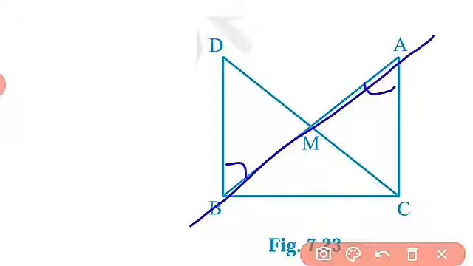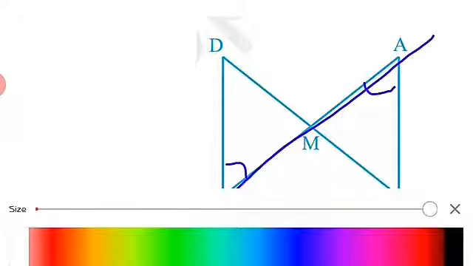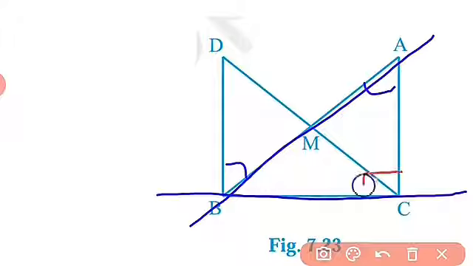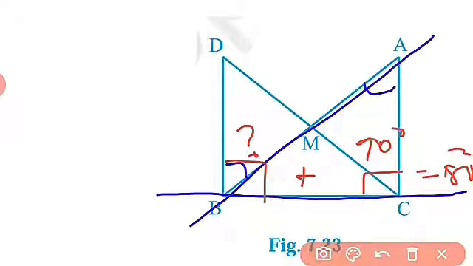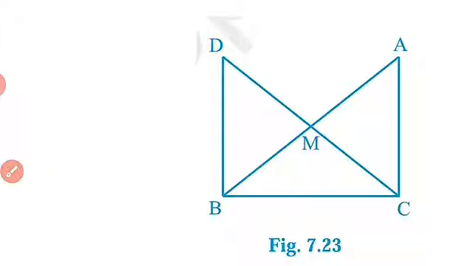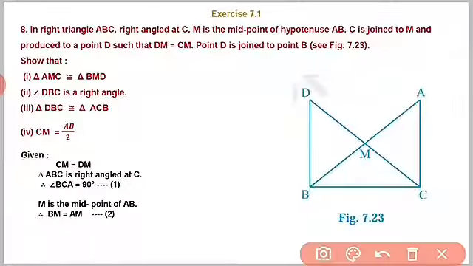Now AC is parallel to BD, BC is a transversal, so angle ACB and angle DBC are on the same side of a transversal, that is BC. So they are co-interior angles and their sum will be equal to 180 degrees. This is 90 degrees. So how much will be this angle? This angle will also be 90 degrees, and hence angle DBC is a right angle. So second part is also proved. First and second part is done.